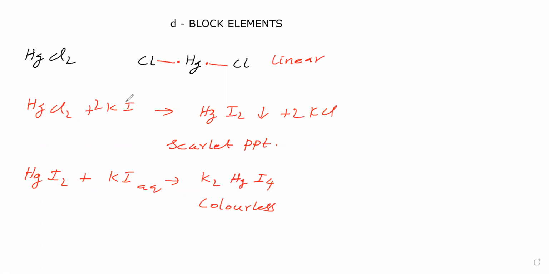So mercury chloride with potassium iodide gives double displacement. This mercuric iodide dissolves in excess of potassium iodide to give the complex K2HgI4. Here the cation is K plus, and the anion is a complex ion, HgI4 2 minus. Okay. Next, we will see the mercury chloride with stannous chloride reaction.